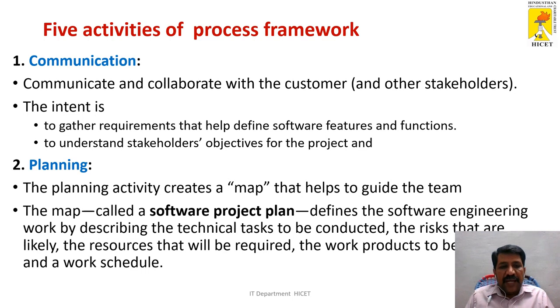Number 2, planning. Planning is the second step of software development. Here the planning is a map. It is called the software project plan. It defines the software engineering work by describing the technical tasks to be conducted, the risks that are likely to happen, the resources that will be required for the software development, and the work products. It means the results expected by the customers. So all of these should be planned in the second activity.